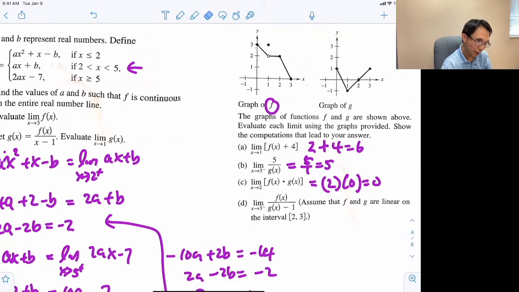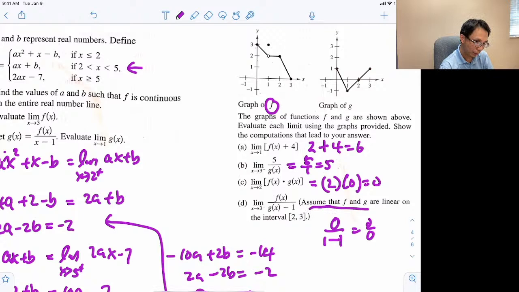So f of x, if I approach 3 from the left, is going to give you 0. Does that make sense? And g of x, if I approach 3 from the left, is 1 minus 1. So it's 0 over 0, so it's indeterminate. That means there's some math I could do, and the math is to think about the graph approach. So how do I look at the graph approach?